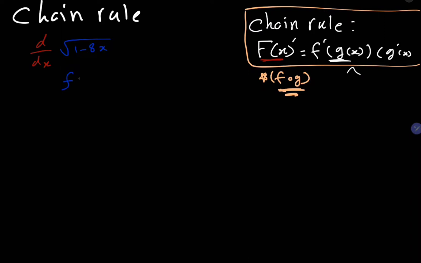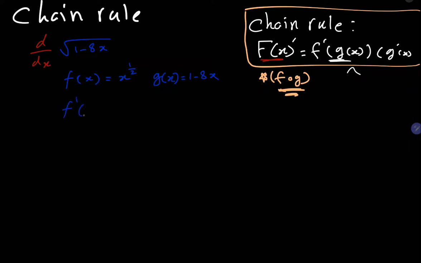So f of x, which is going to be the outside function, is basically x to the power of half. We know that square roots are the power of half. Then g of x, the thing that is inside, is basically 1 minus 8x. Let's try and prepare the derivatives at the start this time, so it's easier.